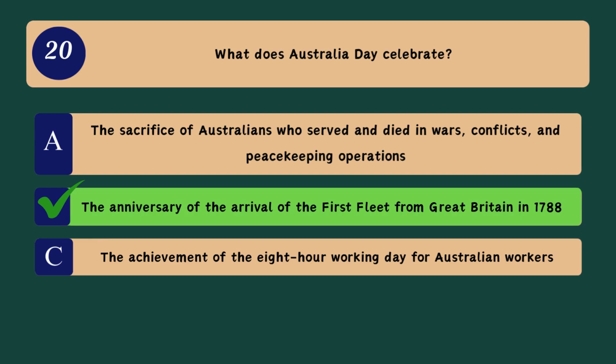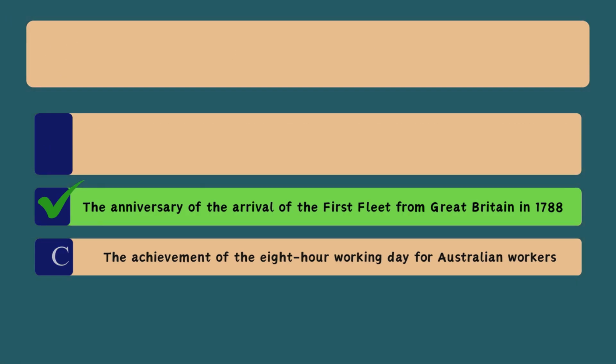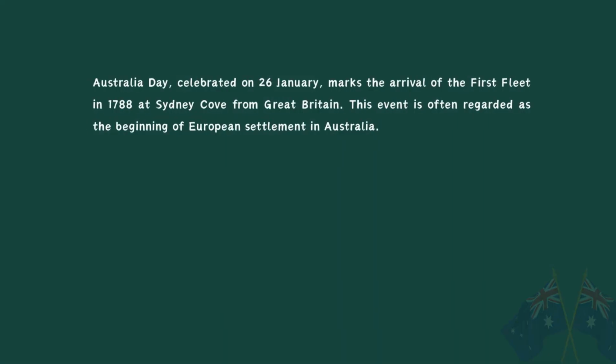Correct answer B. The anniversary of the arrival of the First Fleet from Great Britain in 1788. Australia Day, celebrated on the 26th of January, marks the arrival of the First Fleet in 1788 at Sydney Cove from Great Britain. This event is often regarded as the beginning of European settlement in Australia.